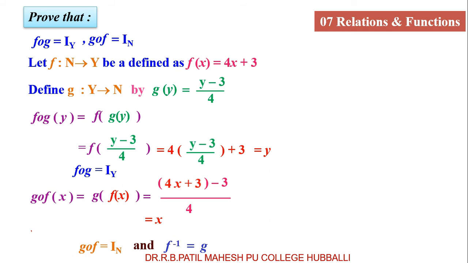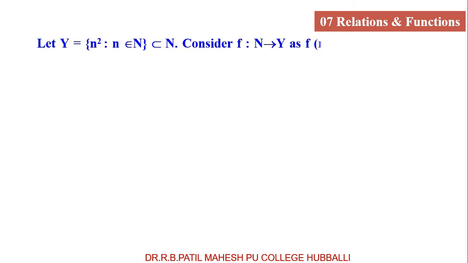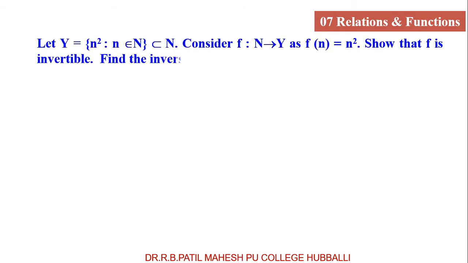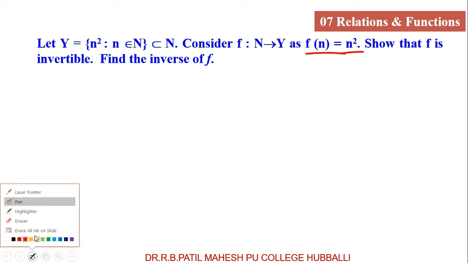Let me take one more example so that you will understand clearly. Y equal to n square such that n belongs to capital N, a subset of capital N. Consider f from N to Y as f of n is equal to n square. This is a given function, f of n is equal to n square.